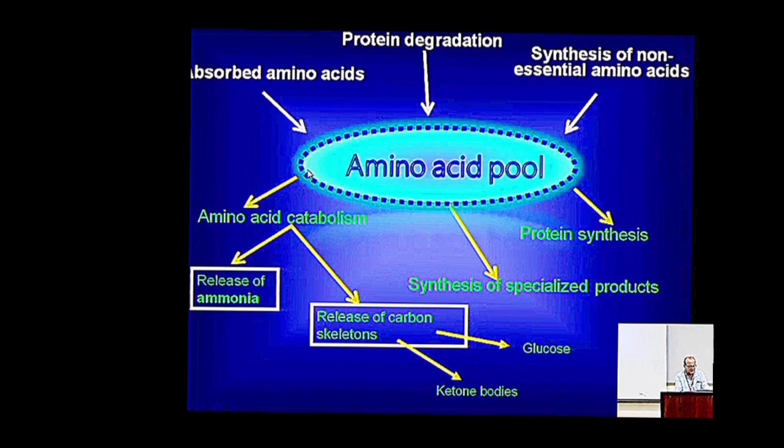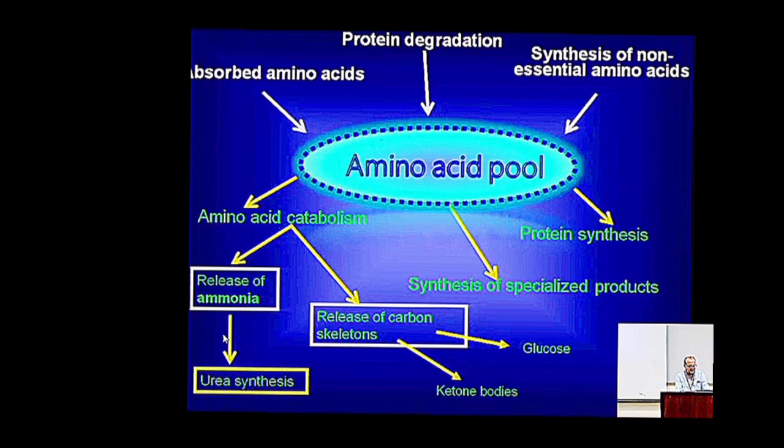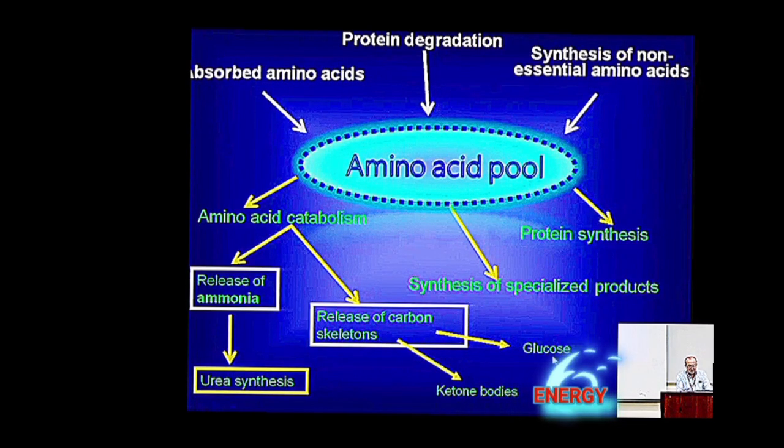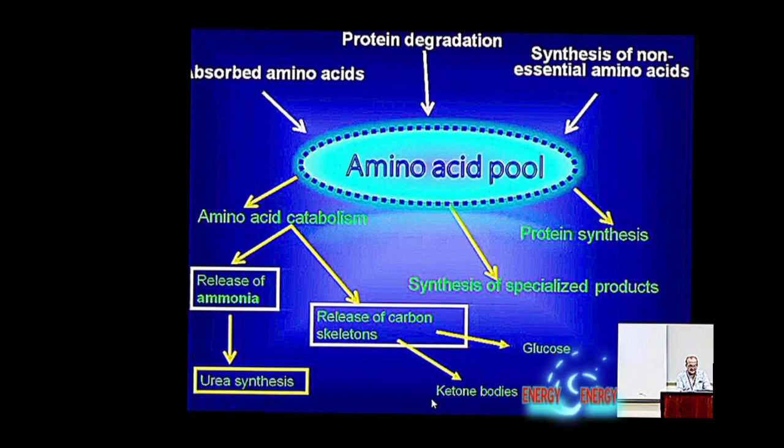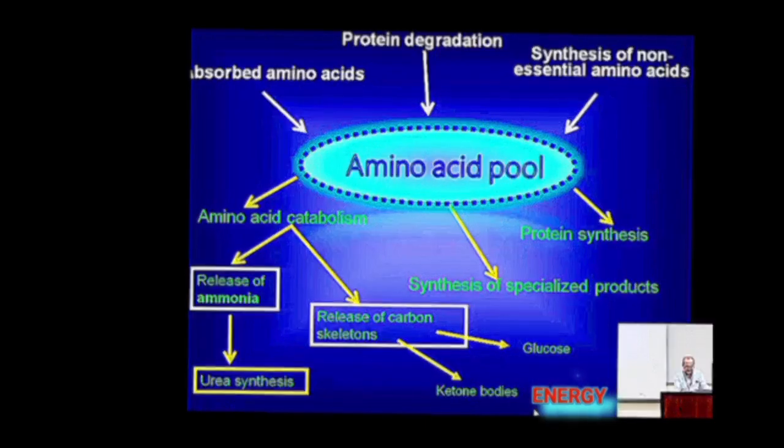And the third component is you break down the amino acid to its carbon skeletons. And that's what we did there before. You do transaminases, urea cycle, you produce carbon skeletons on the side. And these carbon skeletons can then be used as a source of energy, either to make glucose or to make other molecules like ketone bodies.